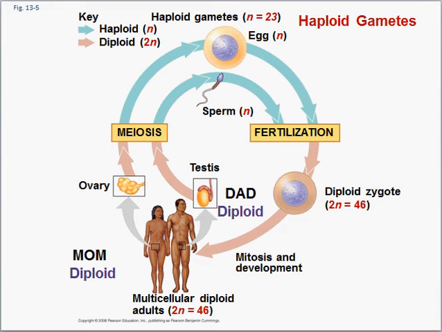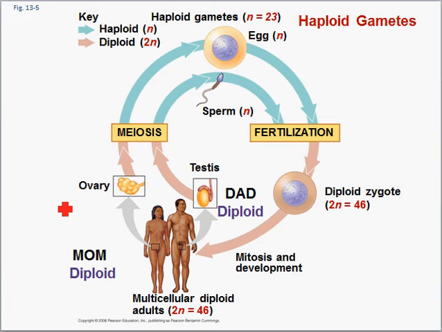Now here's the typical life cycle for humans. In this figure, we see mitosis and meiosis in terms of how they're used. So here's the adults, right? They're multicellular and they're diploid. That means they have 2 copies of all their chromosomes. So we have 23 chromosomes, but we have 2 copies of them, so there's 46 total chromosomes. So mom is diploid, dad is diploid. 46 chromosomes in all their body cells.